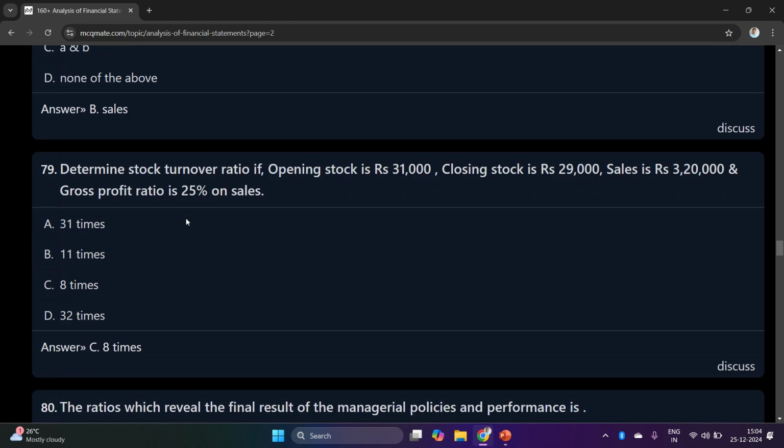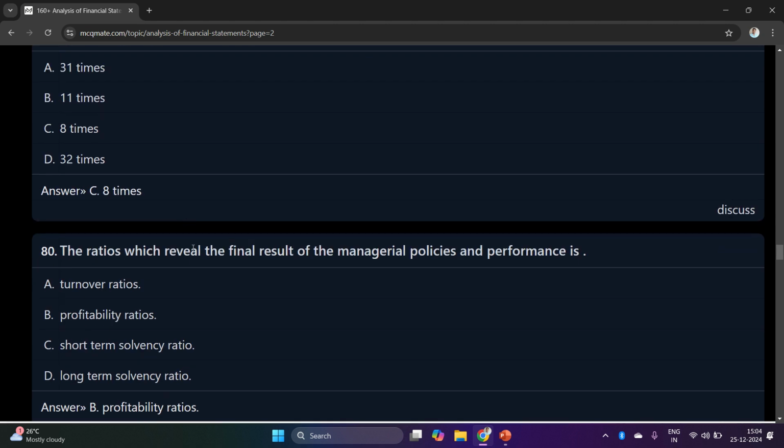Stock turnover if opening stock, closing stock, sales, and gross profit ratio are given: stock turnover ratio is the cost of goods sold divided by average stock. Simply we can calculate. The ratio which reveals the final result of management policies and performance is called profitability ratio.